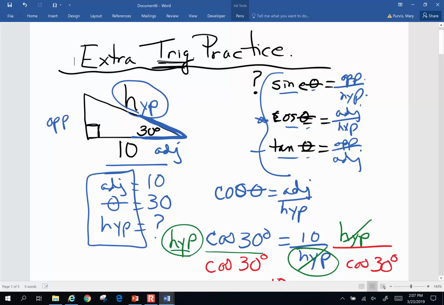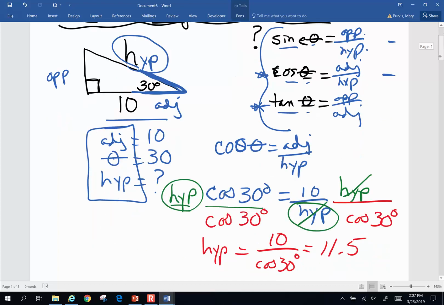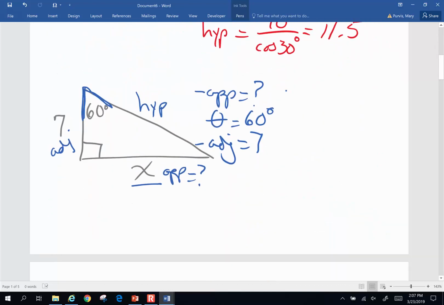Well, this is opposite and hypotenuse, so it's not that. Adjacent and hypotenuse, not that. Opposite and adjacent, so this is the one. Tangent is the one I'm going to use this time. So tangent of theta is going to be opposite divided by adjacent.